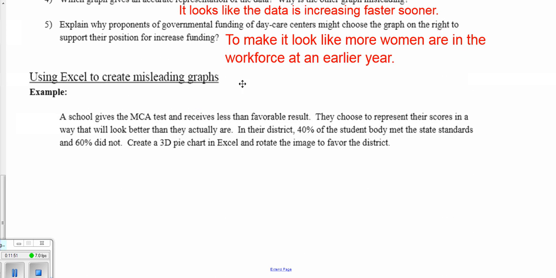How can we use technology to create these misleading graphs? For an example, a school gives the MCA test and receives less than favorable results. They choose to represent their scores in a way that makes them look better than they actually are. In their district, only 40% of the student body met the standards and 60% did not meet standards. So, using Microsoft Excel, we can create a pie chart and rotate that image to make it look better in our favor.